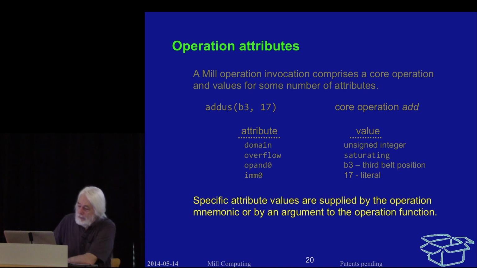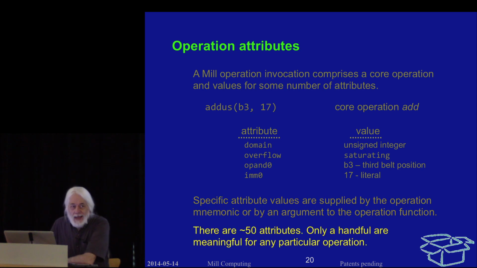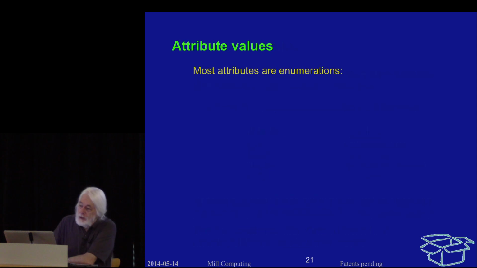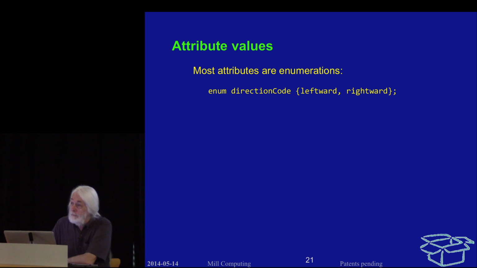Now, some specific values are supplied by the mnemonic, some by the arguments. There are roughly 50 attributes, but only a few of those are meaningful for any given operation. The attribute values, most of them are enumerations. For example, there's one of the attributes. Guess what it's used for? Shift operations and a few others.